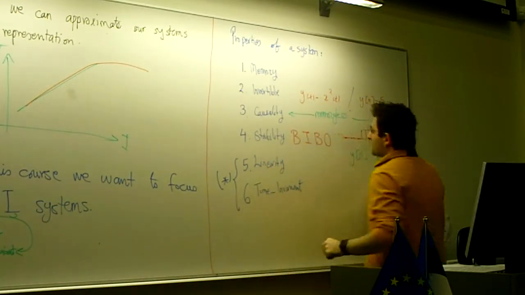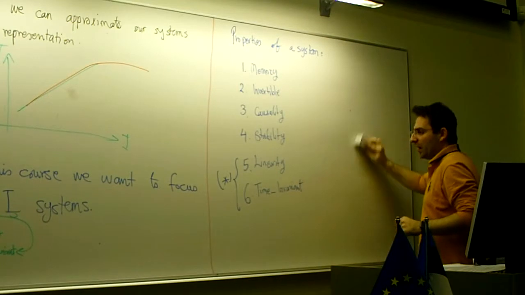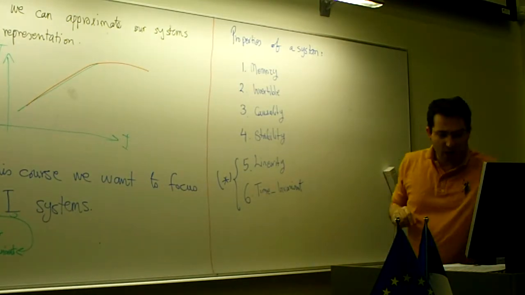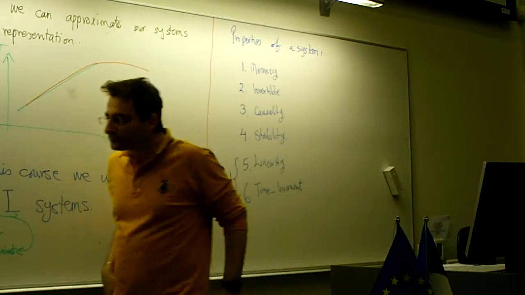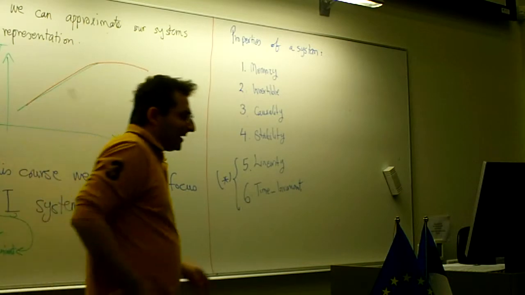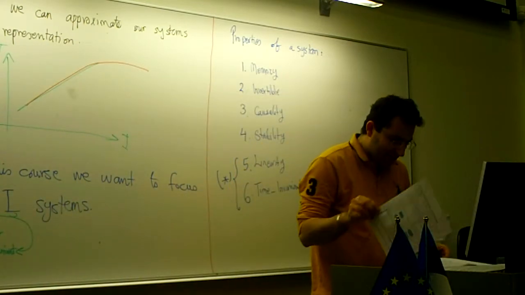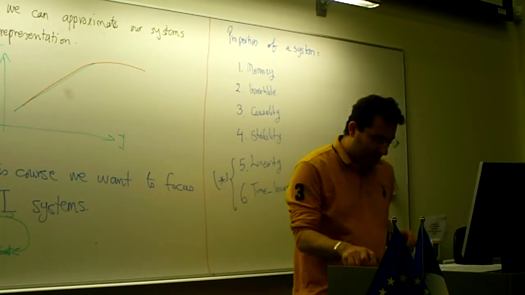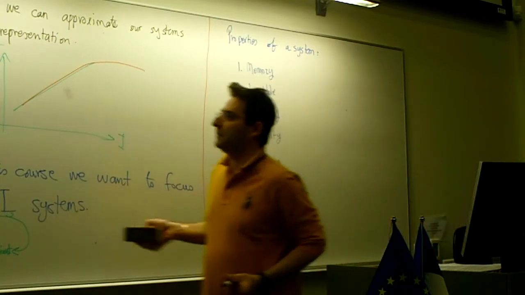Now, I erase these ones because I want to talk about two very important properties, which are basically linearity and time invariance. Let's see what we mean by time invariant and what we mean by linear. So let's start by talking about this time invariant system. So we talk about time invariant first.